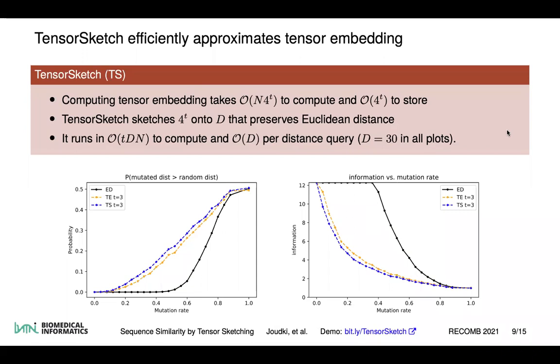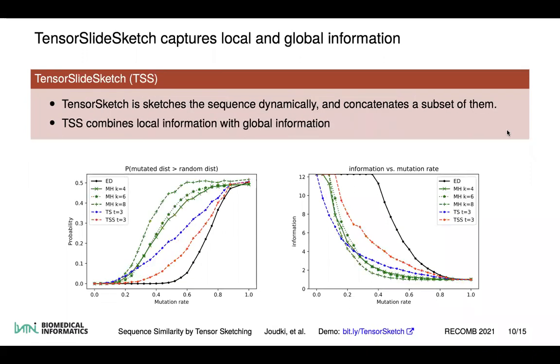And the only maybe issue we can see with this method is that by allowing these base pairs to be far apart, basically to have an arbitrary number of gaps, there's also maybe some insensitivity at lower mutation rates. So preserving global information, but not much local information. And that's what we try to recover in Tensor Slide Sketch. So in Tensor Slide Sketch, we basically take sketches over a sliding window, and then we concatenate them into one sketch.